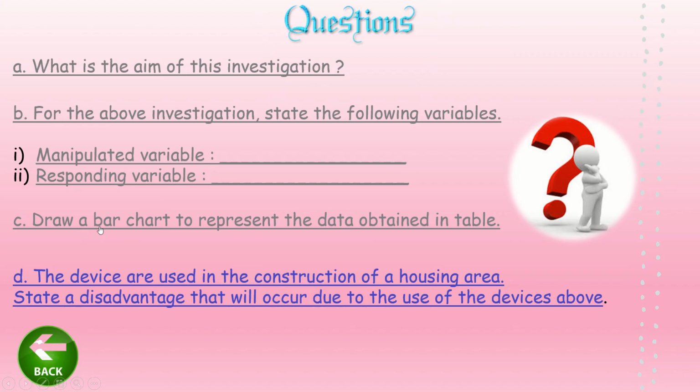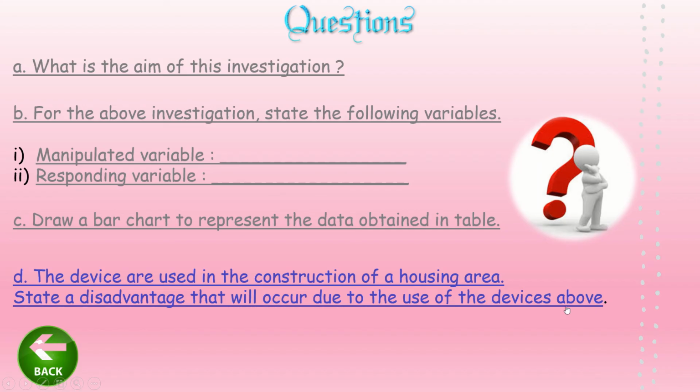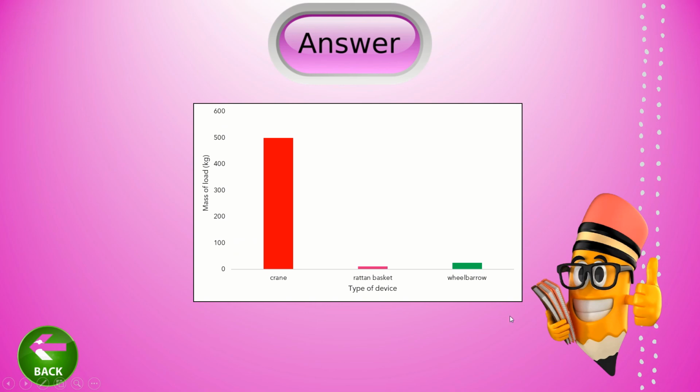Question C. Draw a bar chart to represent the data obtained in the table. If you want to draw a bar chart, make sure the type of device, the manipulated variable, is placed on the X axis. Meanwhile, the mass of load, the responding variable, is placed on the Y axis. This is the answer. So this is the type of device, the manipulated variable, and this is the responding variable, that is the mass of load.